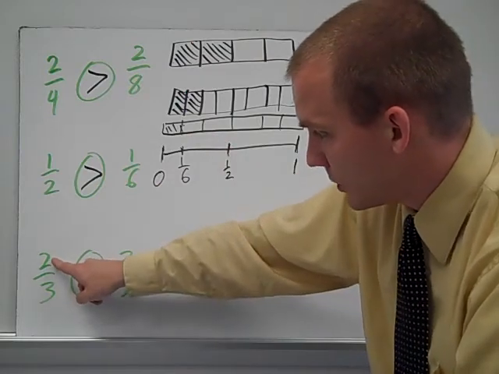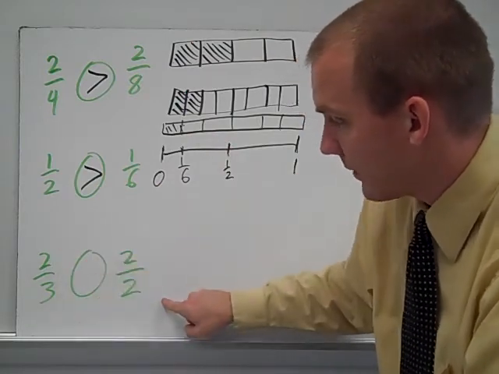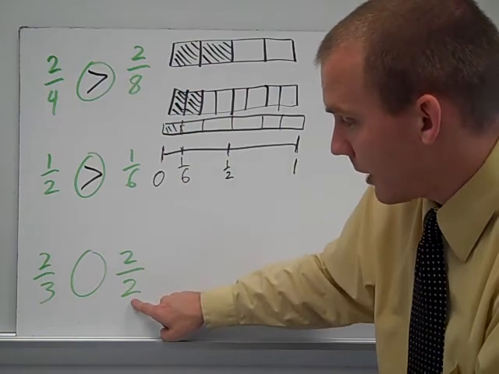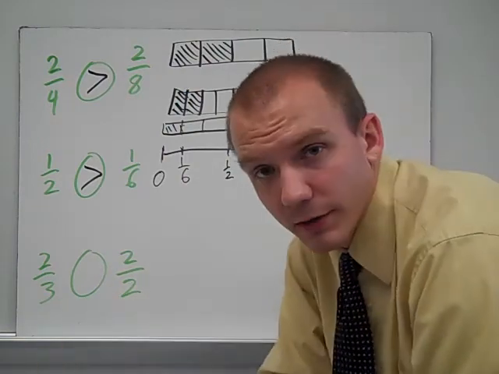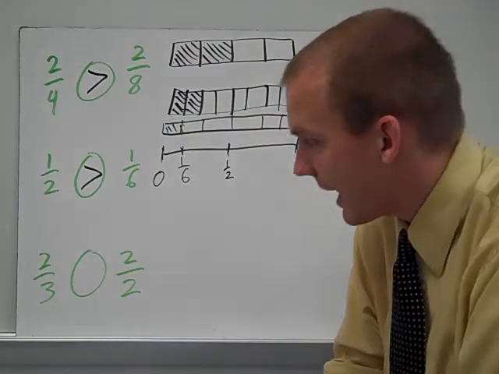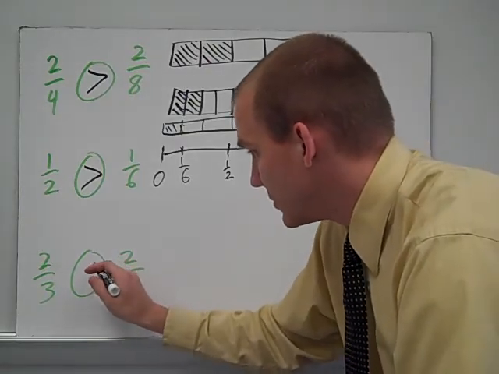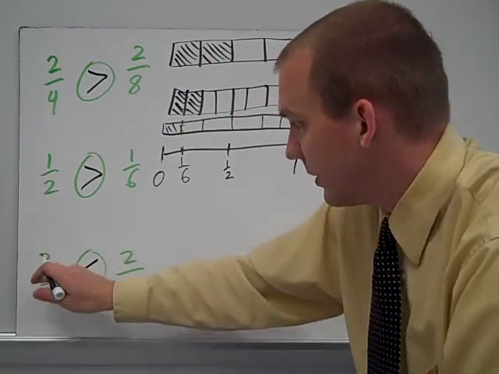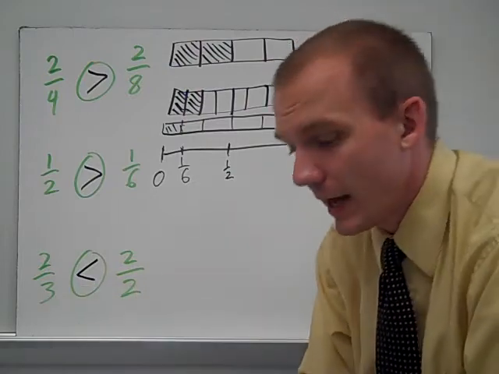Last problem. 2/3 and 2/2. Well, the denominator 2 is smaller than 3, so 2/2 is going to be greater than 2/3, but the way this is written, you have to write 2/3 is less than 2/2.